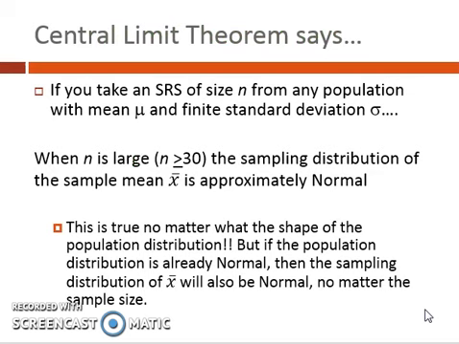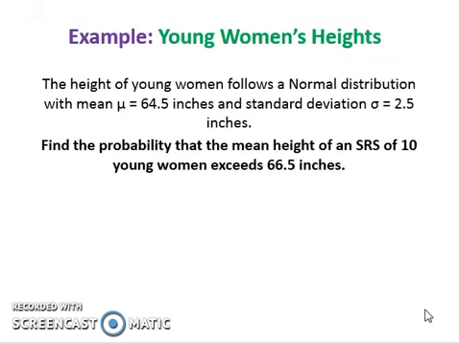The central limit theorem says that when your sample size is large, at least 30, please remember 30, the sampling distribution of the sample mean is approximately normal. We care about this because we like it to be normal, so then we can use things like normal CDF to calculate probabilities. Okay, so let's look at an example.